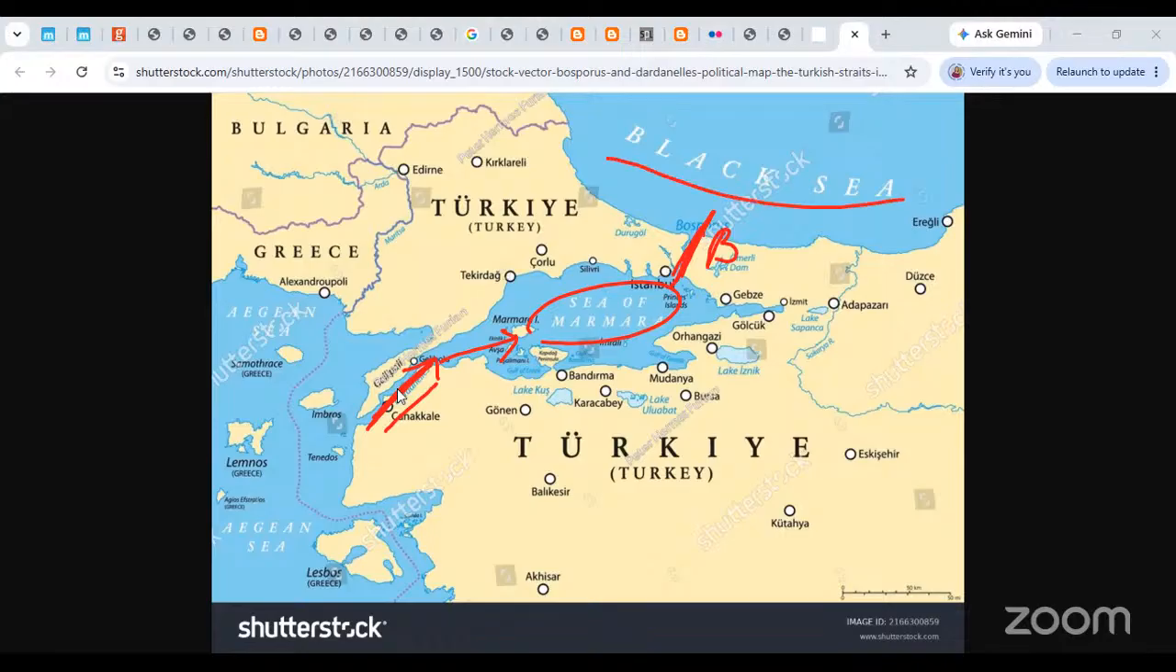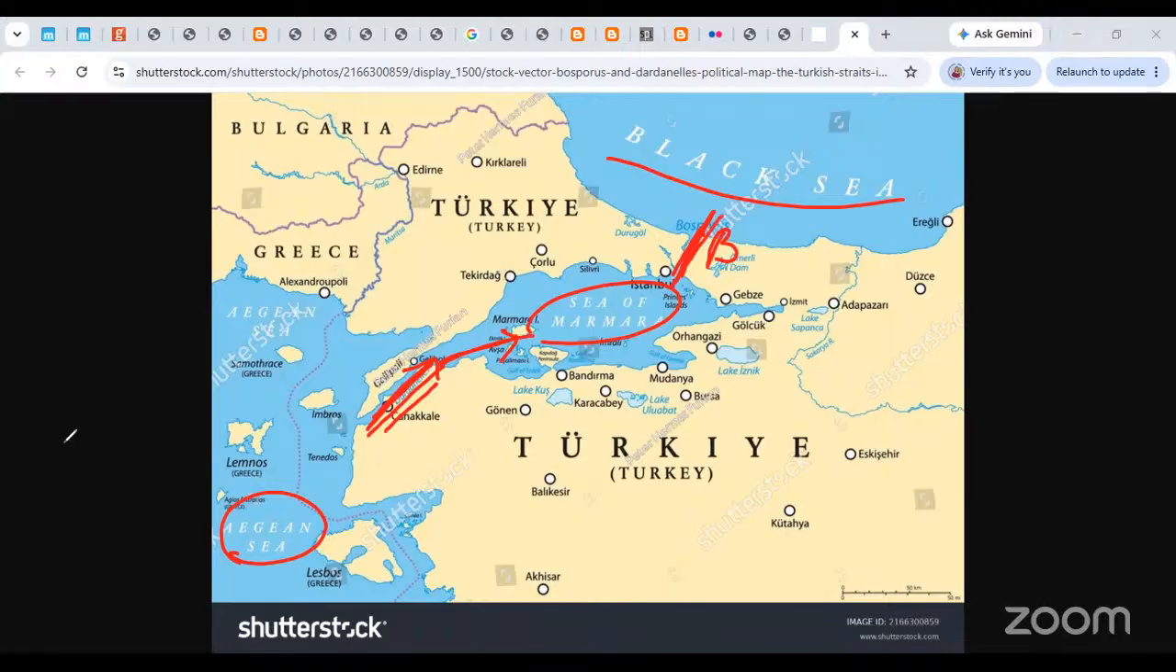So this is the route. The Aegean Sea is considered the northern arm of the Mediterranean. So if you wish to go from the Mediterranean to the Black Sea, you get to the Aegean Sea. From the Aegean Sea, you move to the Dardanelles Strait. Through the Dardanelles Strait, you go to the Sea of Marmara. And from the Sea of Marmara, you make through the Bosphorus Strait into the Black Sea.